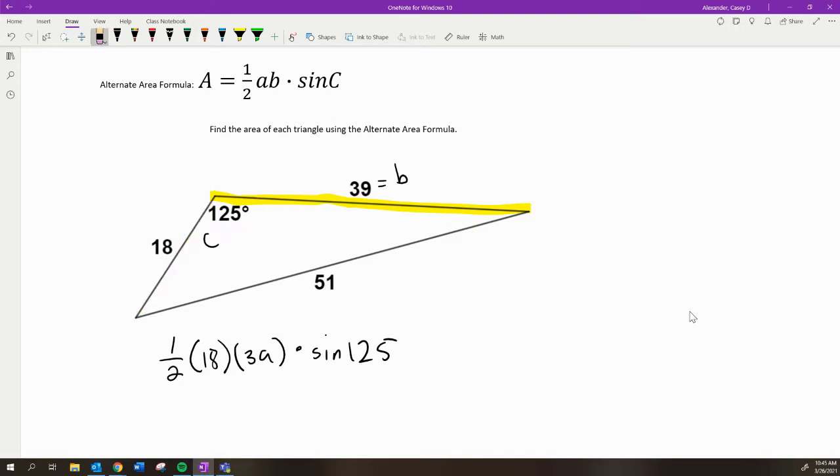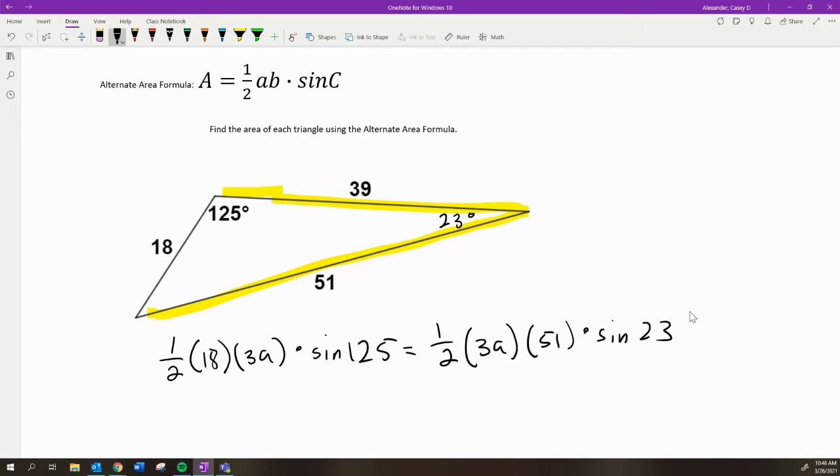But if you know all the angles, you have lots of options, right? You'll see why I'm showing you this in a moment, but let's just say this was a 23 degree angle. Well, that means I could find the area of this triangle using the side that's 39 and the side that's 51, because those are the sides that surround the 23 degree angle. So I could also do 1/2 times 39 times 51 times the sine of 23 degrees.